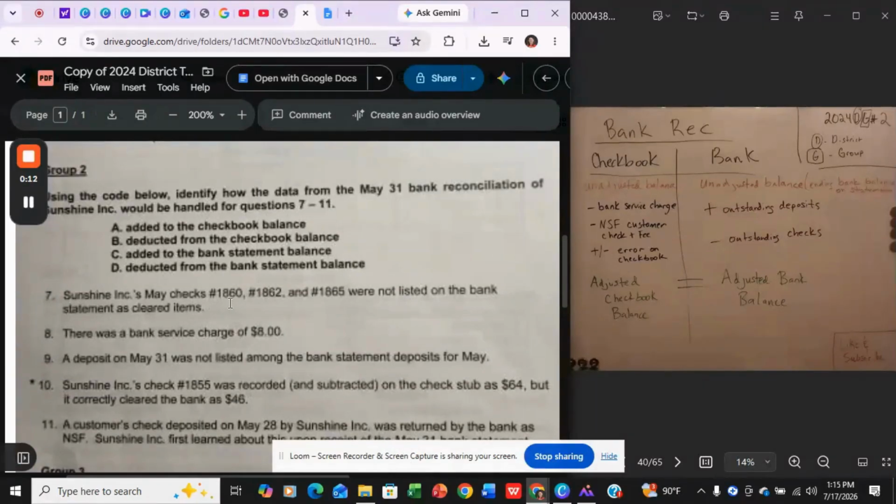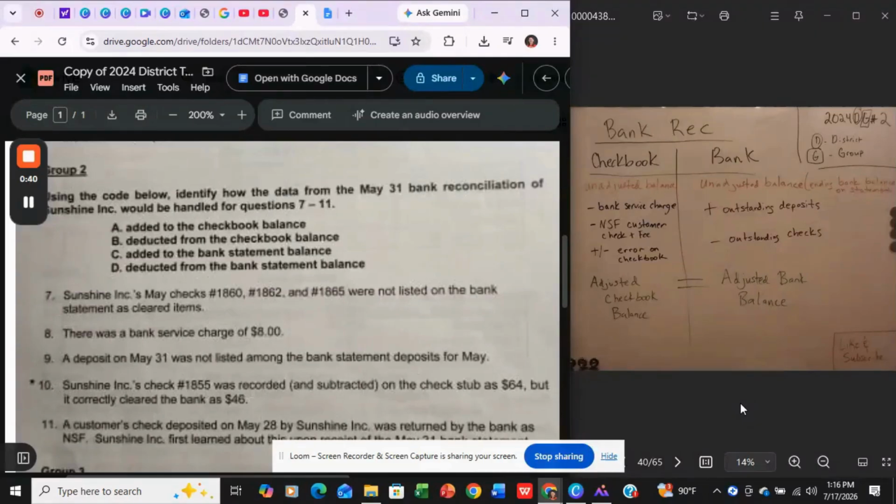So I have Group 2 pulled up on the left, and then I have what we discussed on the right. Looking at the test, it says that we are going to read the situations that happen on a bank rec, and we need to decide if we're going to A, add it to the checkbook balance, B, deduct it from the checkbook balance, C, add it to the bank statement balance, or D, deduct it from the bank statement balance. So here we go.